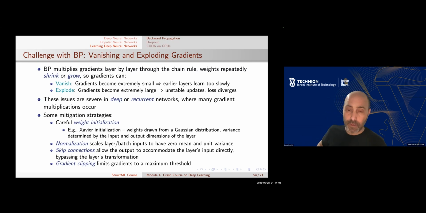Skip connections allow every layer in the training to accommodate the input of the previous layer directly without going through the transformation. So that gives the opportunity of ignoring whatever explosion or vanishing happened in the previous layer. And gradient clipping is simply that you just refuse the update of the gradients when they become too big or too small. So these are different ways of dealing with vanishing and exploding gradients.